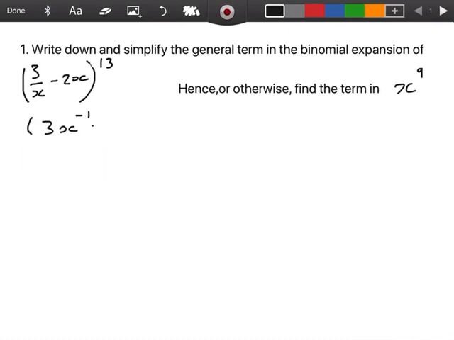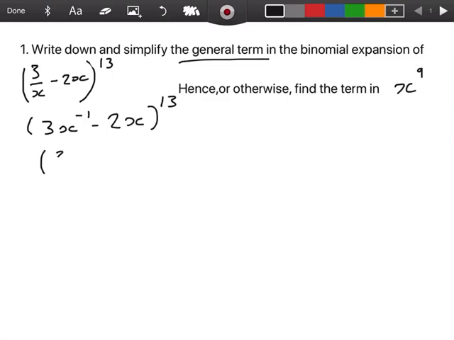That becomes 3x to the negative 1 minus 2x, all to the power of 13. And so it's asking for the general term here. General term is important. We don't need the sigma, and we don't need to expand the bracket out because we'd be there for a while doing the binomial expansion. So we use the general term. We don't need the sigma, but we do need the binomial coefficient.